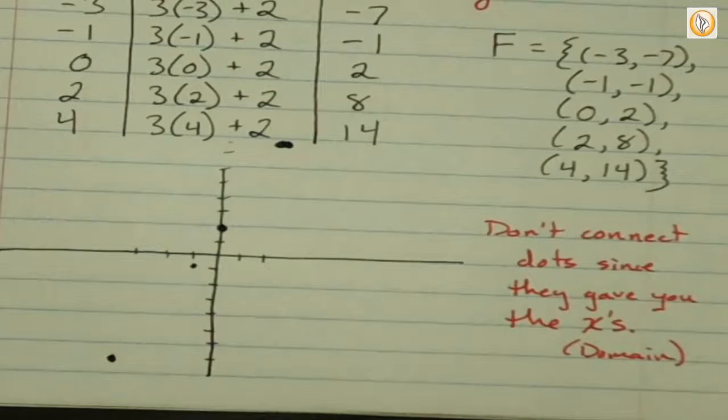You don't connect the dots on here because they gave you very specific X's and domains. So you don't need to connect them, because remember when we connect them, that's saying it's all the dots right there, all the ordered pairs, all the places on the line. If they give you specific ones, they're not looking for all of them. So when you're done with this, put your pens and pencils down so I know that you have finished.